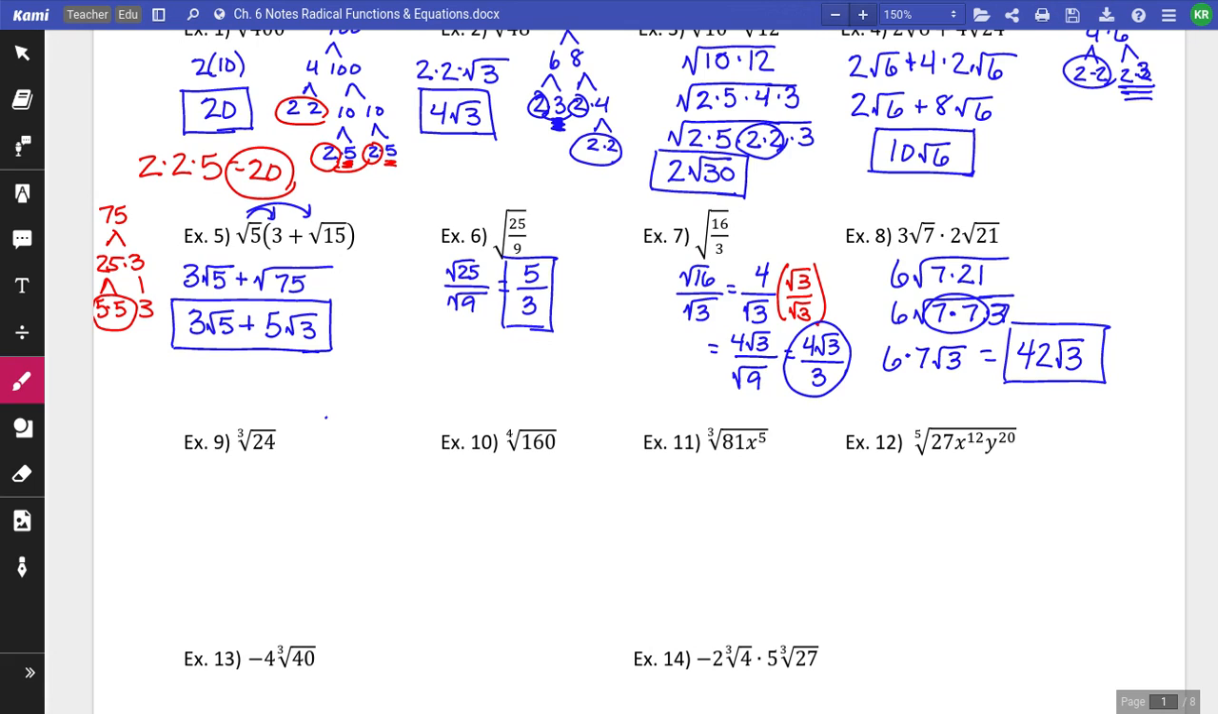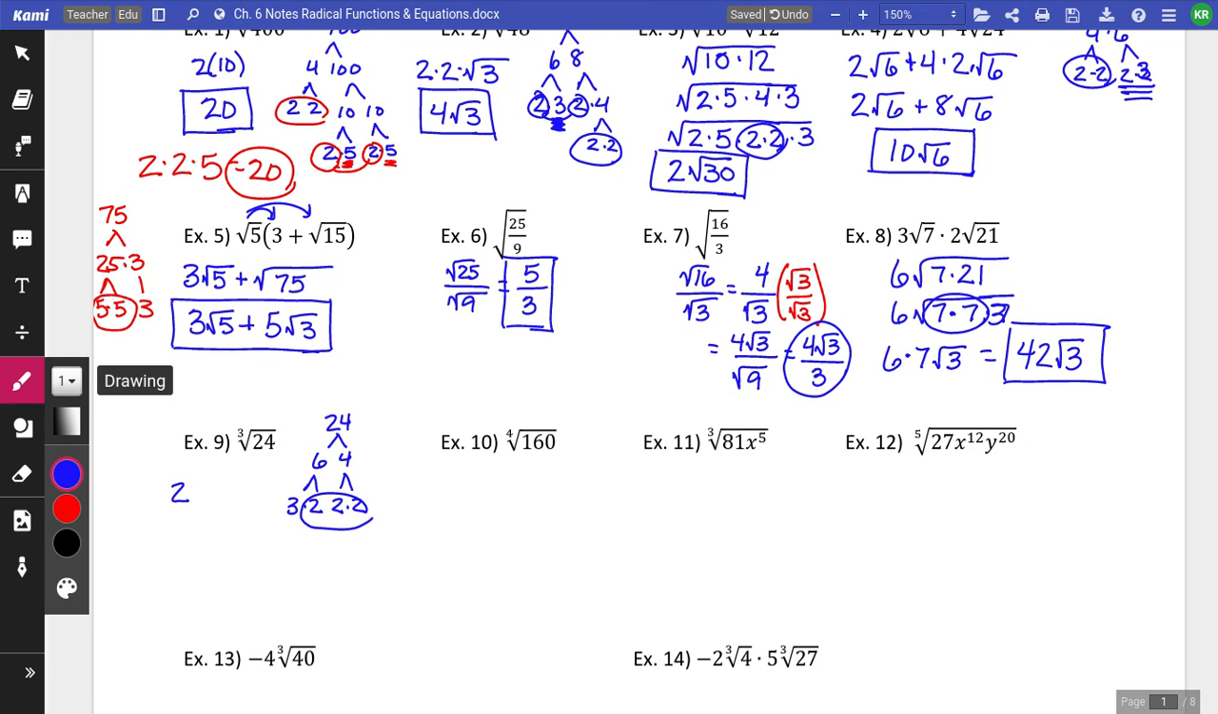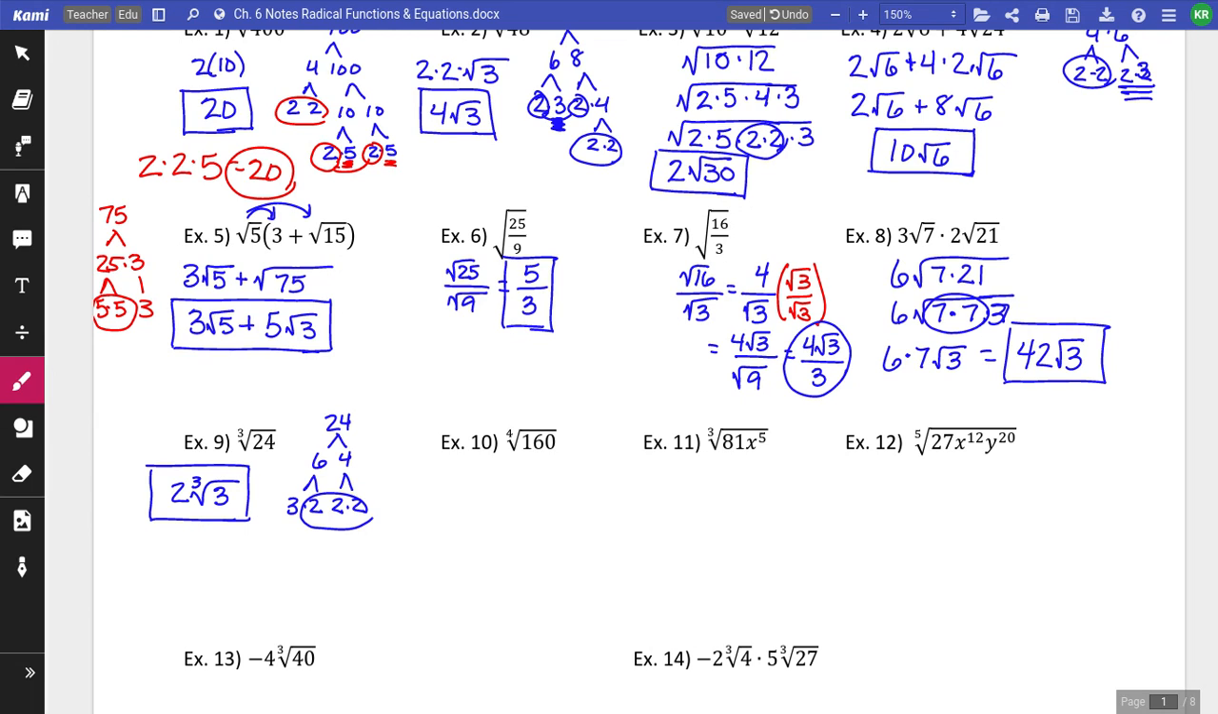So same concept though, we're going to start with a factor tree. So 24 is 6 times 4. 6 is 3 times 2. 4 is 2 times 2. So you can see here you have a group of 3 2s. So I have enough to make a group. That group is going to come out. And then the 3 doesn't have enough to make a group, so it's going to stay. Now I just messed up on my notation. I didn't leave myself enough room. I have to say that this is the cube root, and then 3 is still under that radical.